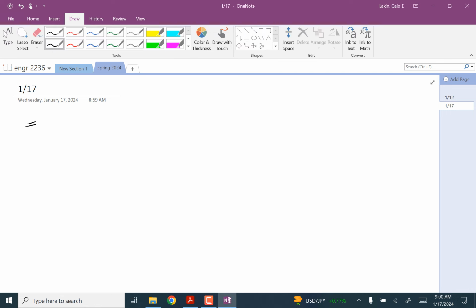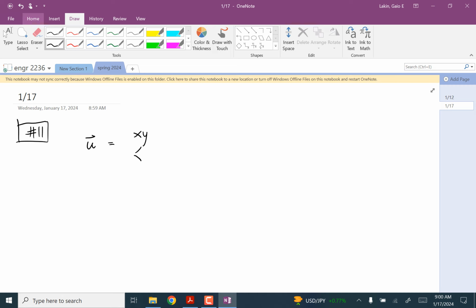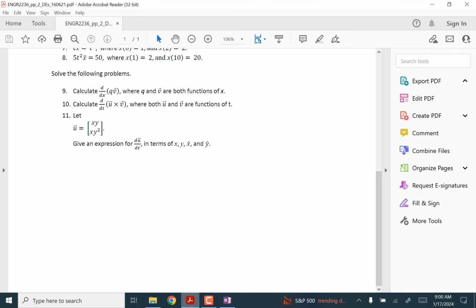So from homework number 11, you have this vector that's equal to xy for the x component and xy squared for the x and y, whatever. We don't know what this vector is. We don't know what these variables mean. You know, I'm used to calling this the x and y components, but we don't know that those are necessarily x and y positions or anything. They're just variables.